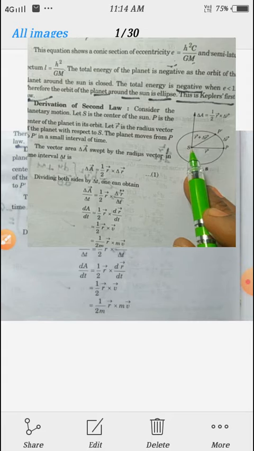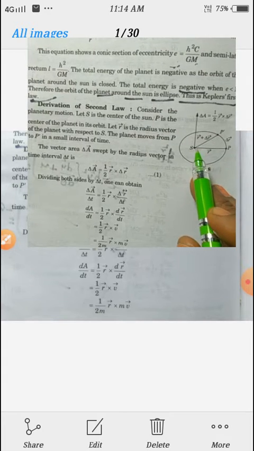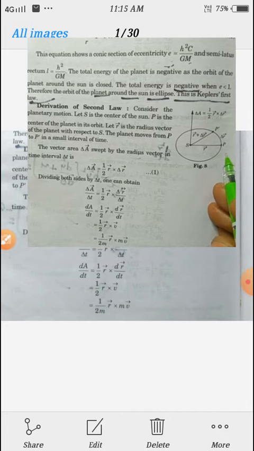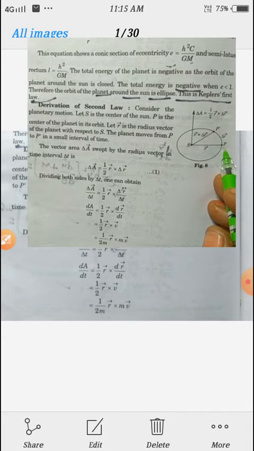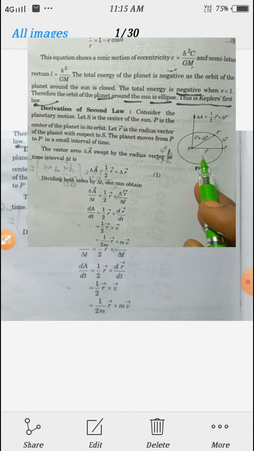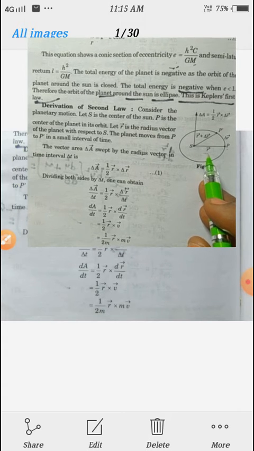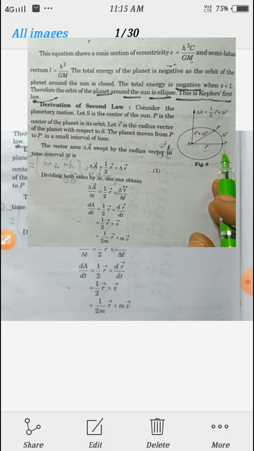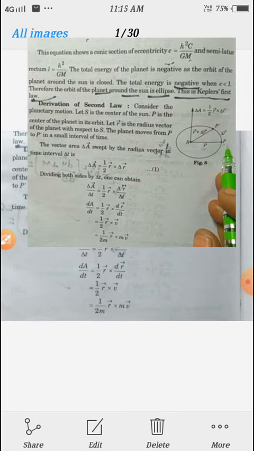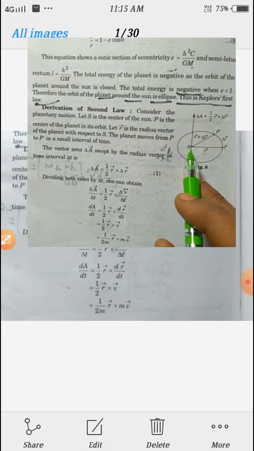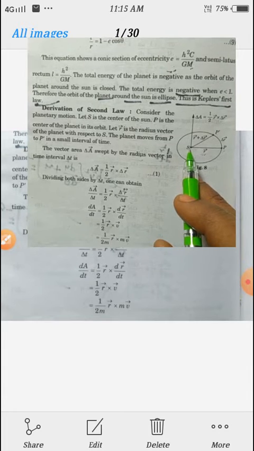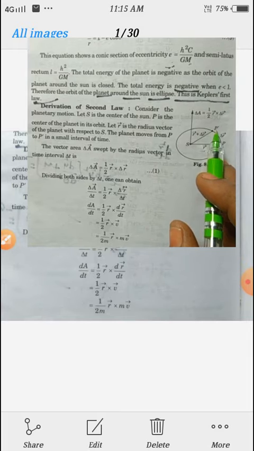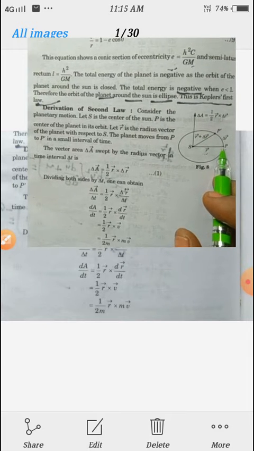Let S be the center of the Sun, and P the center of the planet in its orbit. Let R vector be the radius vector of the planet with respect to S. The planet moves from P to P dash.